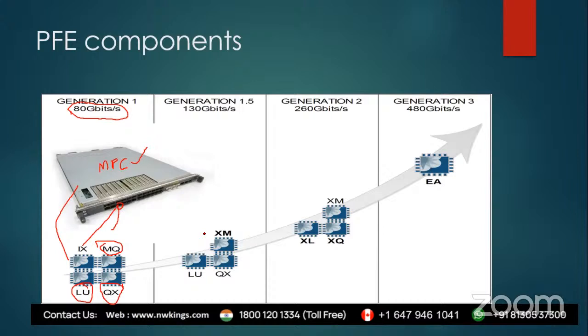The terminology is changed. Just like we have a Snapdragon processor, 8 Gen 1 something, from generation to generation the keywords are changed. However, the functionalities are the same. Here you can see the IX and MQ combined together, and they used to call it XM. Here XL, XQ, XM, all combined, and they will build one chipset only, from MPC7 line cards. Eagle chipset. Now we use generation 3 routers.